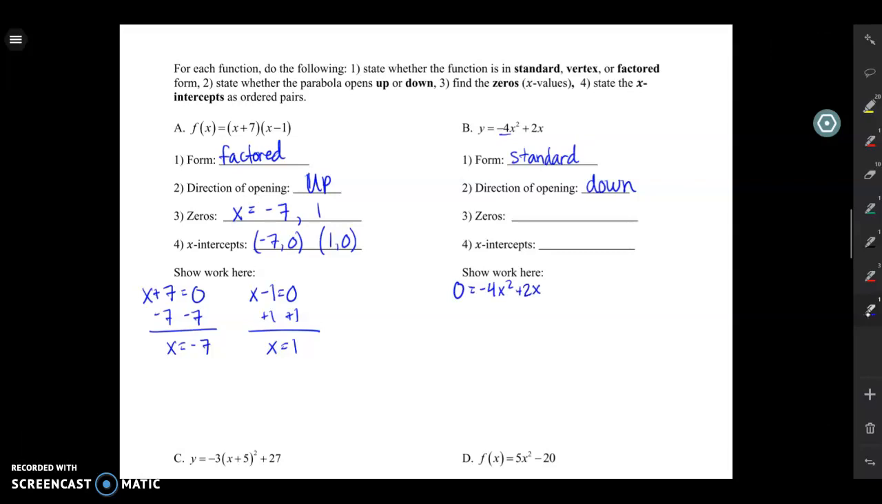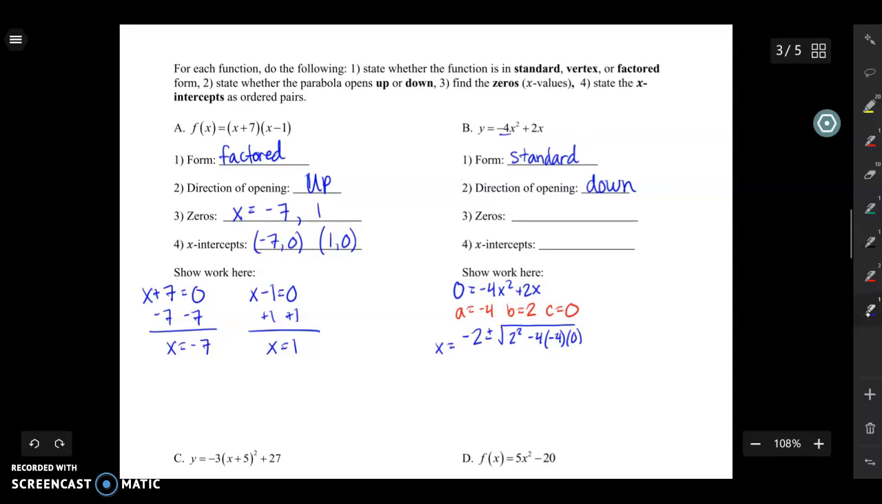And then to solve this, I'm going to use the quadratic formula. So I'm going to identify A, B, and C. A is -4, B is 2, and C is 0. Then I'm going to plug this into the quadratic formula. And again, if you forgot this, you're definitely going to want to look it up, and I will put it on the board whenever we take tests or quizzes. So x equals -b plus or minus the square root of b squared minus 4 times your A value times your C value, all over 2 times your A value.